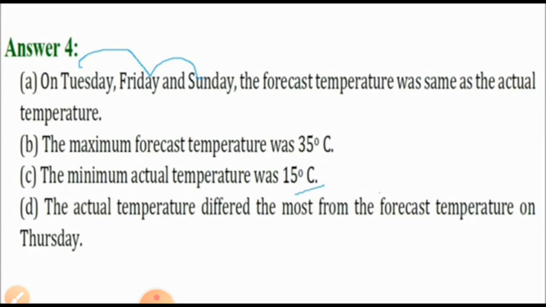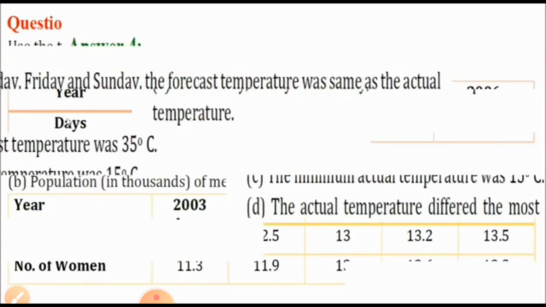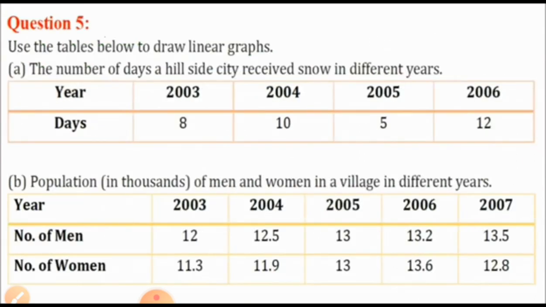The maximum forecast temperature was 35 degrees centigrade. Minimum is 15 degrees centigrade. Yes, on the Monday. Use the table below to draw a linear graph. Here, linear graph, line graph you have to prepare. A. The number of days hillside city received snow in different years. 2003, 4, 5 and 6.